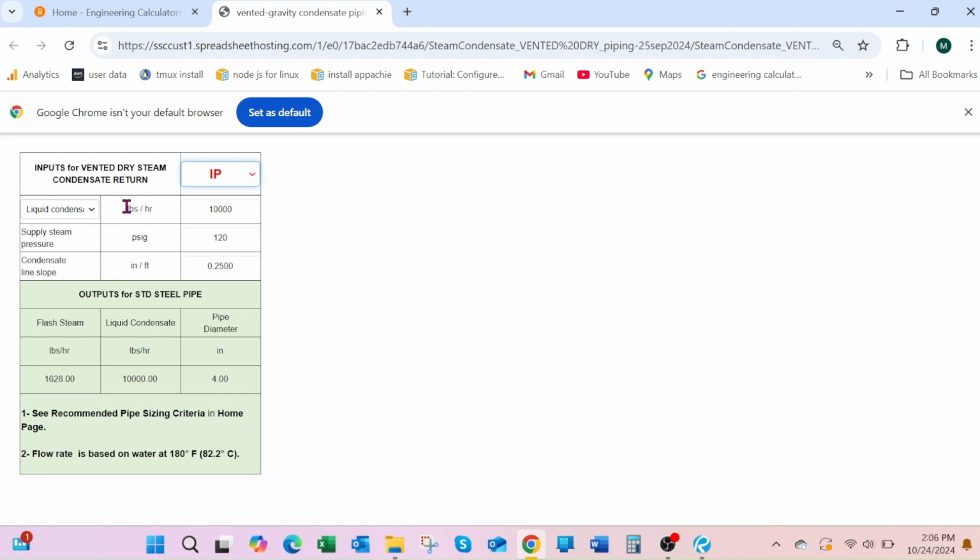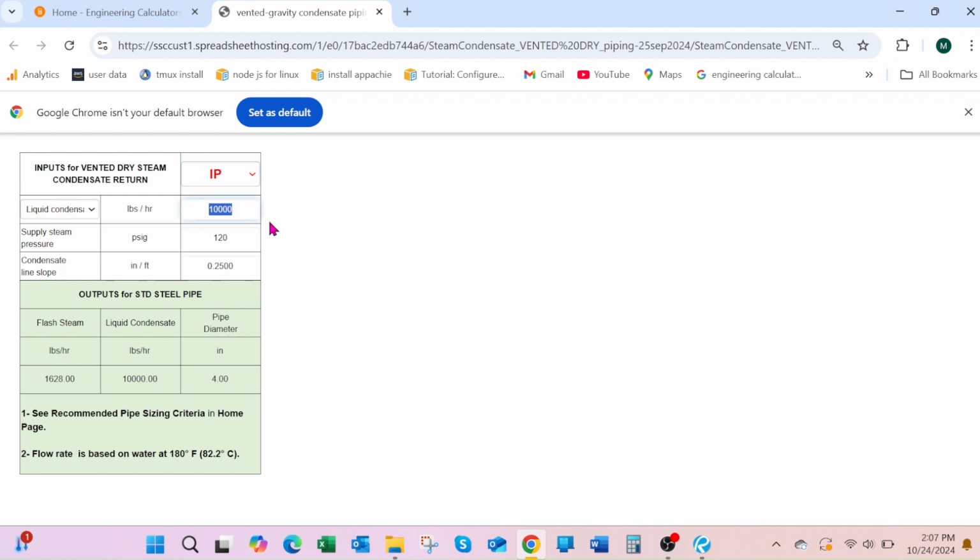The condensate flow rate in pounds per hour. Supply steam pressure in psig. And the pipe slope in inches per foot. Note that the online calculator also calculates the flash steam flow rate that is being vented outside. Knowing the flash steam flow rate helps in sizing the vent pipe.